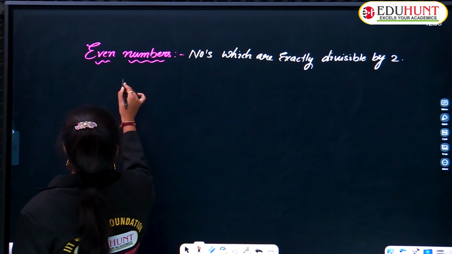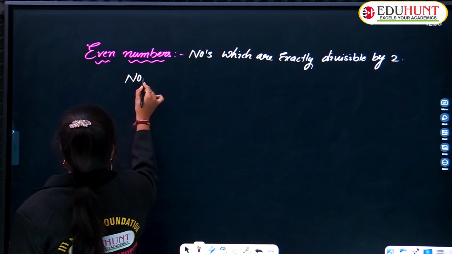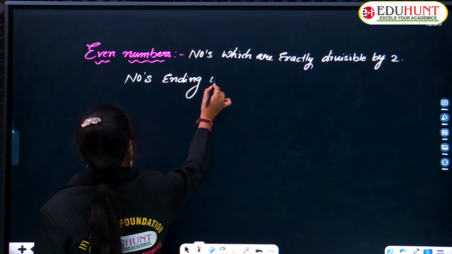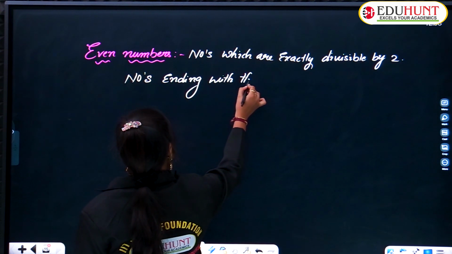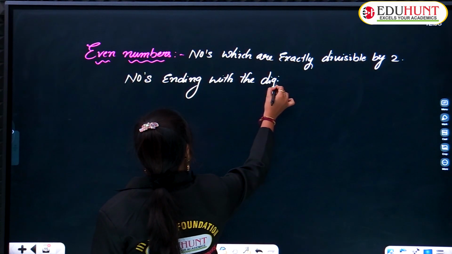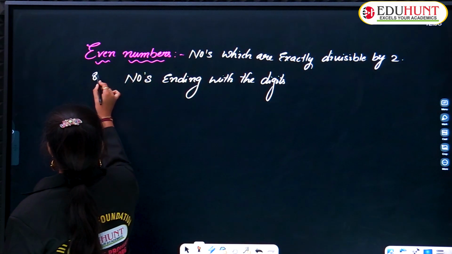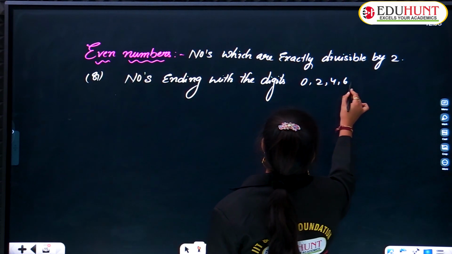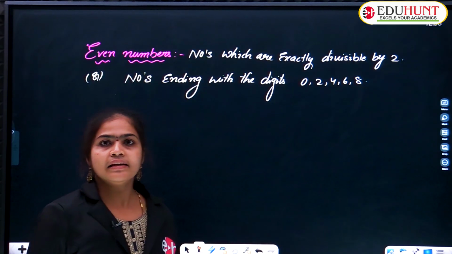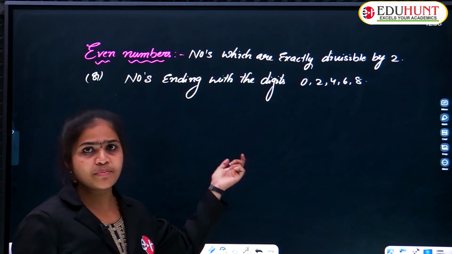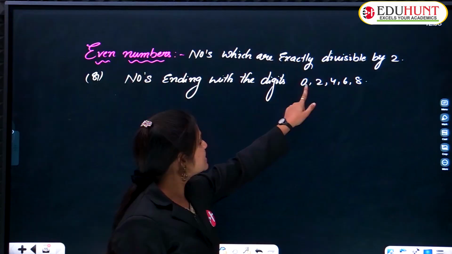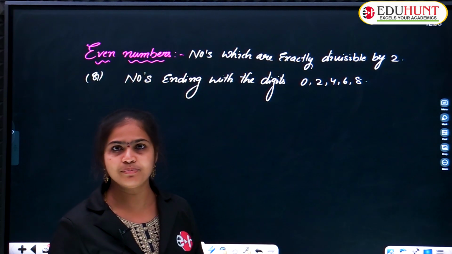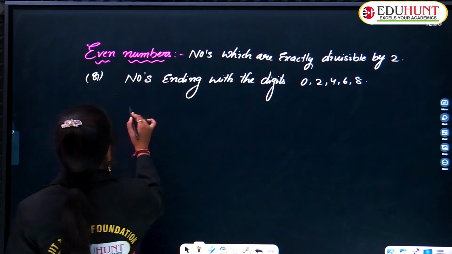In the same way, numbers ending with the digits 0, 2, 4, 6, 8. Whether the number is largest or smallest, whatever it may be, if it ends with any one of the digits 0, 2, 4, 6, 8, then we will consider that number an even number. Now, what is the general form of an even number?